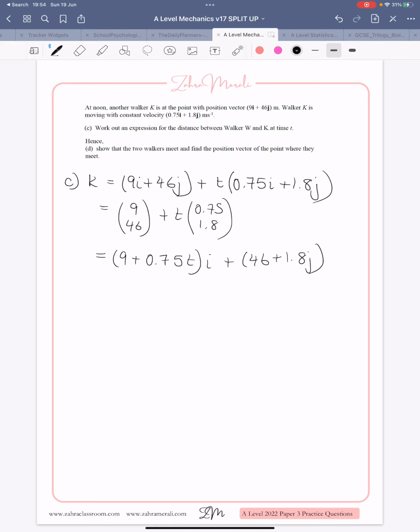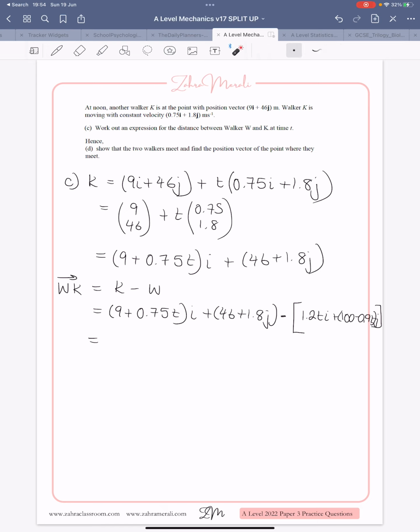So essentially we want to go from W to K. Now you should know whenever you have that, you're doing the second one minus the first one. So it's vector K minus vector W. So I've got 9 plus 0.75t i plus 46 plus 1.8t j, and I am minusing the whole of the previous bit. So 1.2t i plus 100 minus 0.9t j. So that's from over the page.